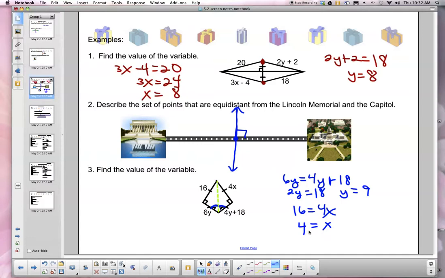That is the end of this lesson. It explains perpendicular bisectors and angle bisectors.